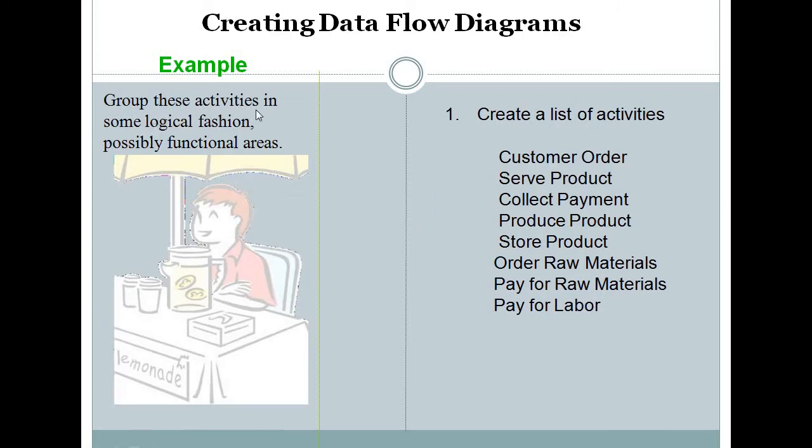Next, group these activities in some logical fashion. Possible functional areas will be the same as I have mentioned previously: customer order, serve products, collect payments, produce product, store product, order raw material, pay for raw material, pay for labor. Same, they are thinking how we will design our DFD diagrams, what steps we will follow, and in these steps what activities will arise.